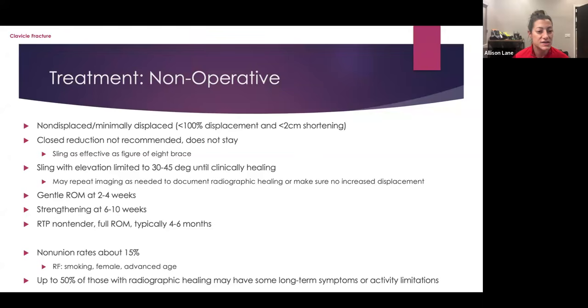Yeah, maybe they're wearing a sling as needed, but gentle range of motion at 2 to 4 weeks, start strengthening at 6 to 10. And then as soon as they're non-tender and have full range of motion, they can start returning to play. Usually it's about 4 to 6 months.